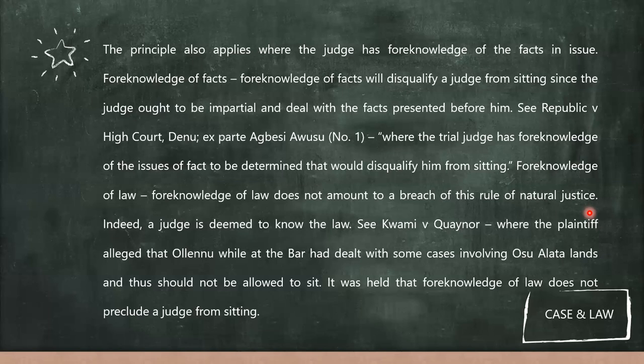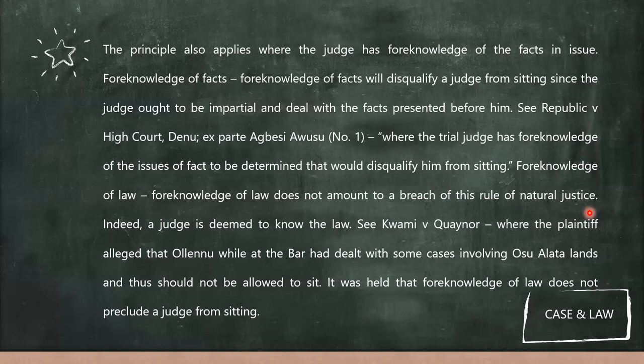Guys, I'm saying that foreknowledge of the facts means the judge held a meeting with a faction where they explained to him that, okay, we belong to the Anlo tradition, they belong to another tradition, our ancestors thousands of years ago came from Nigeria, King Agokoli, all the story, and then we came to settle. So he has been briefed about the facts.